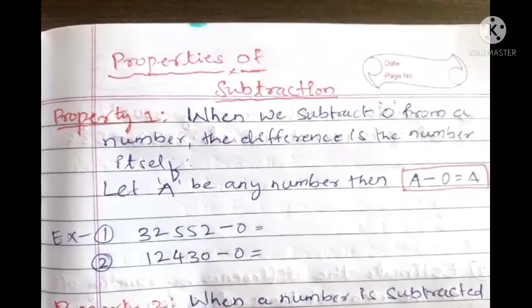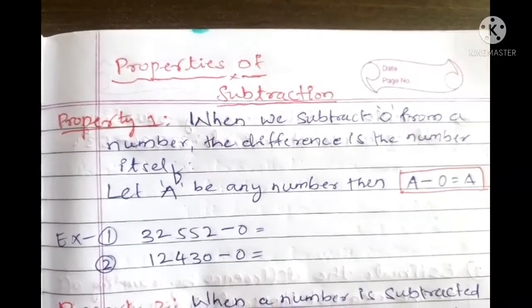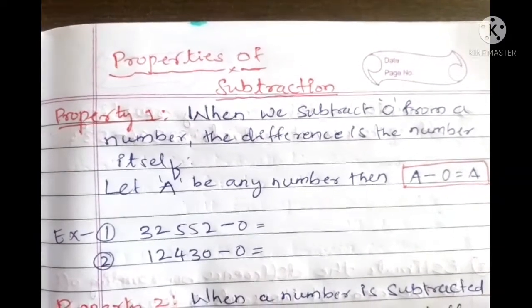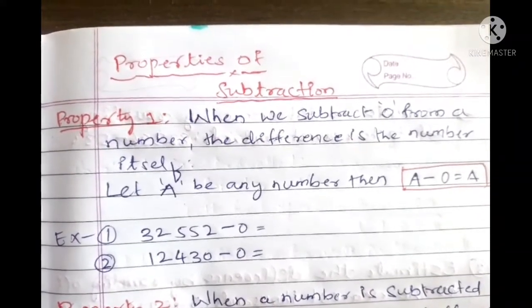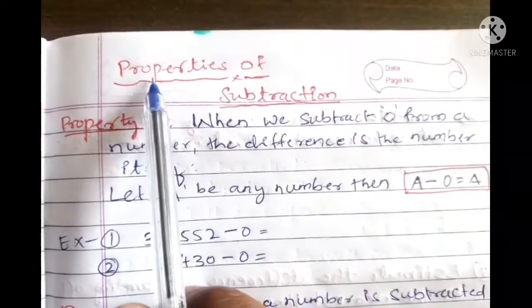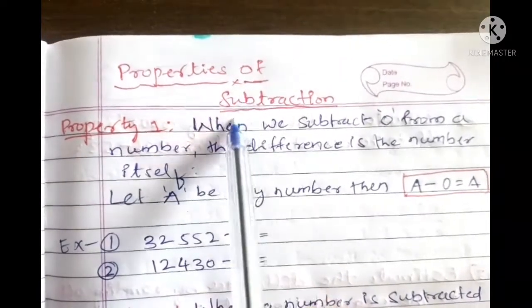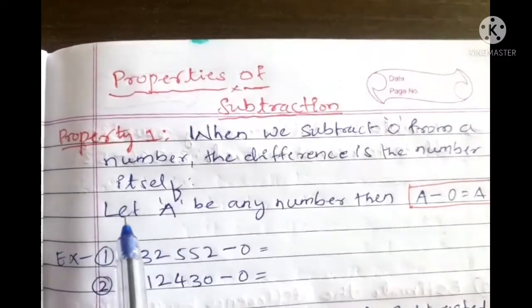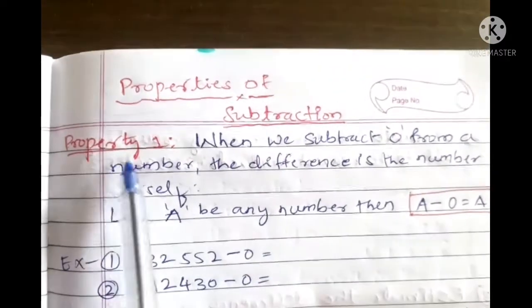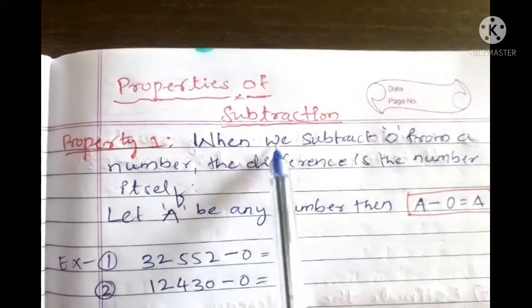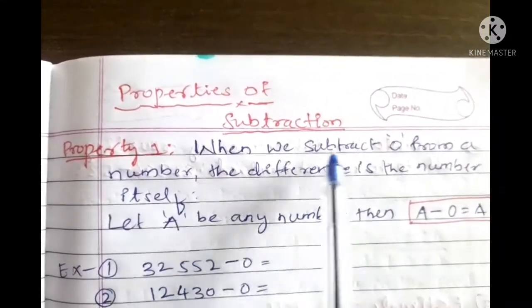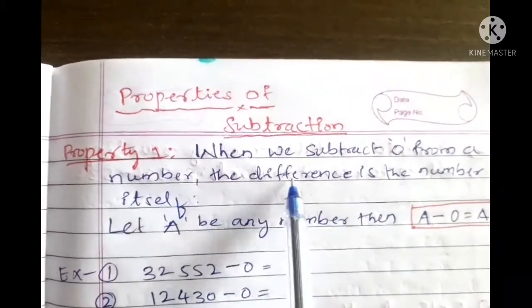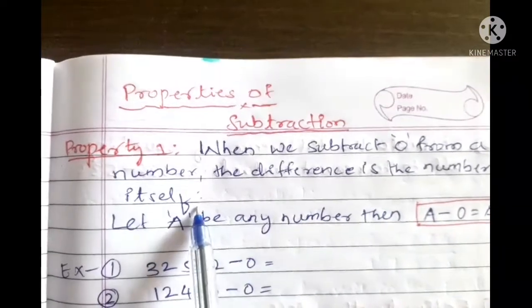So in the last class we discussed word problems in subtraction. Today we are going to study the properties of subtraction. There are mainly two properties of subtraction. Property number 1: when we subtract 0 from a number, the difference is the number itself.